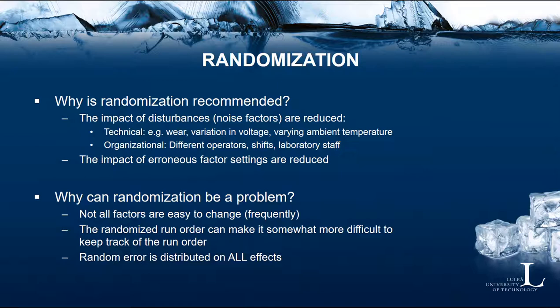Randomization, if we start talking about that principle a little bit. So why is randomization important? Well, the impact of disturbances, noise factors are reduced, such as technical noise factors, machine wear, variation in voltages, variation in ambient temperature, and so on. We can also have organizational noise factors, such as the need to change operators and shifts and laboratory staff and so on during the experiment.